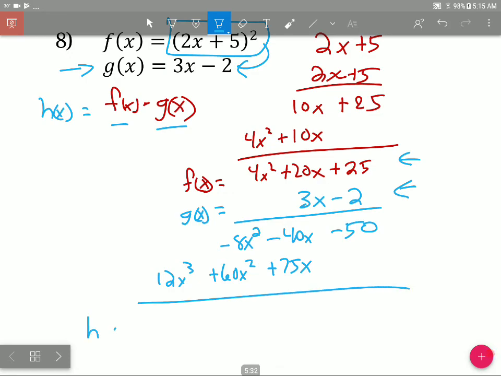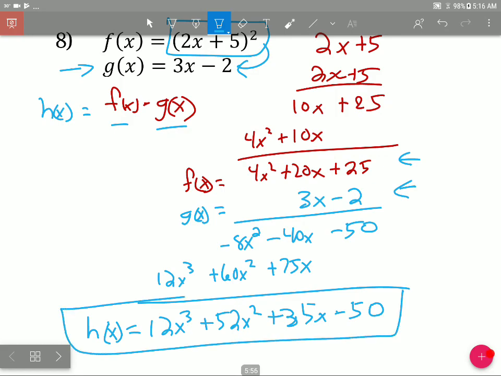So when I multiply those out, h of x is going to equal 12x to the third. 60 minus 8 is 52x squared. And 75 minus 40 is 35, so 35x minus 50. And that's your final answer.